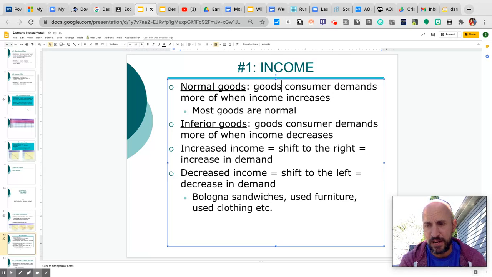All right. We have more money to spend, and we're going to spend it. If there's a decrease in income, there's going to be a shift to the left, the opposite way. And that's going to show a decrease in demand.